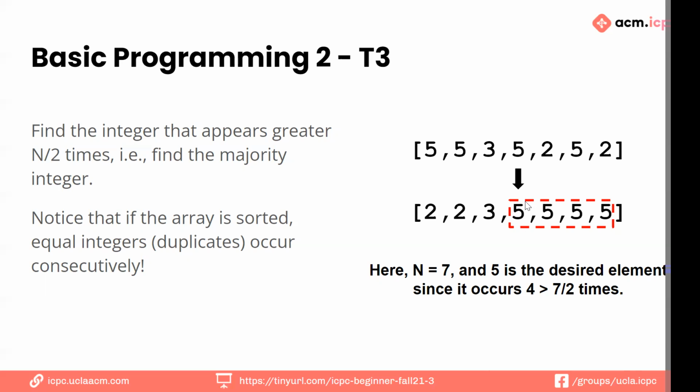And then keep going on, we see 3 more 5s, right? If we keep track of how many 5s there are, we can find out that actually we have four 5s. And that is more than half of the array size, which means this is the target we want to find.